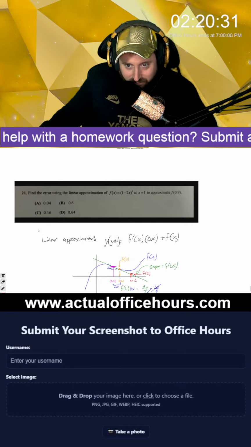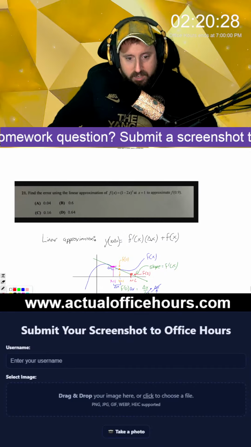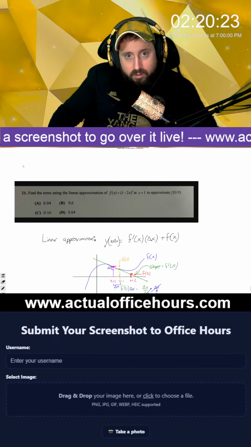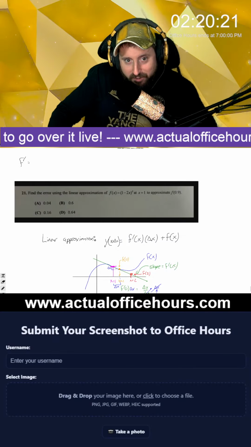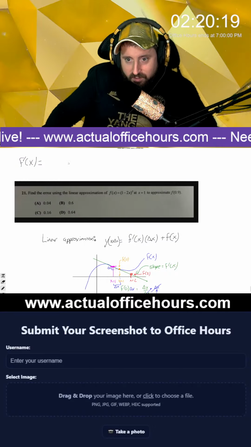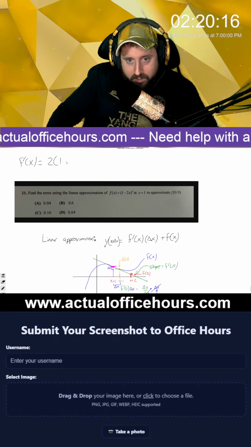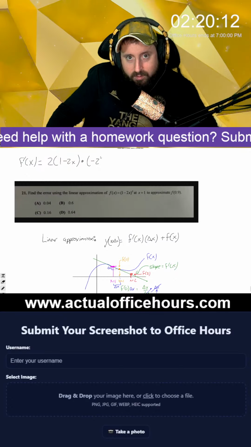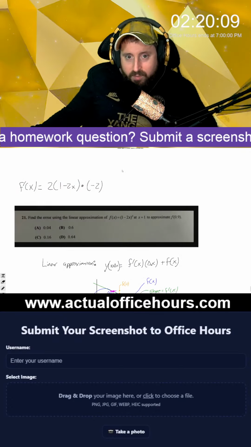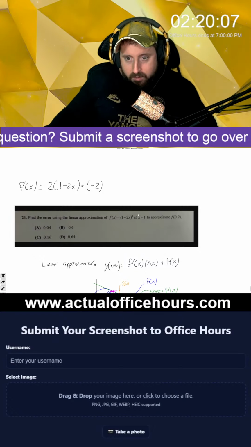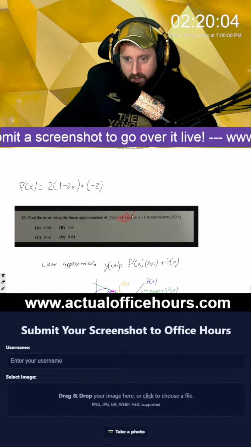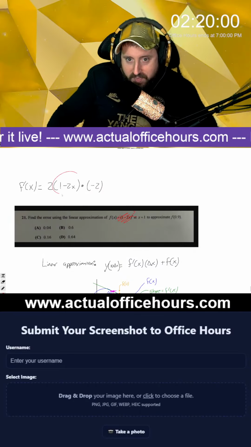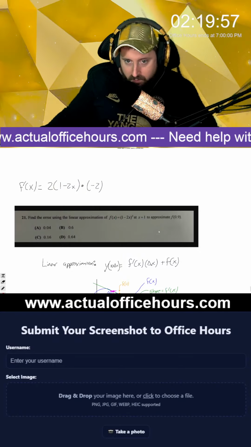Okay. So what I'm going to do here, first step, is I'm going to find f prime of x, which is equal to 2 times (1 minus 2x) times negative 2. This was a chain rule, by the way, right? Because this is f of something squared, so the derivative of that is 2 times that something to the first, but then times the derivative of what's inside, which is negative 2. Okay?